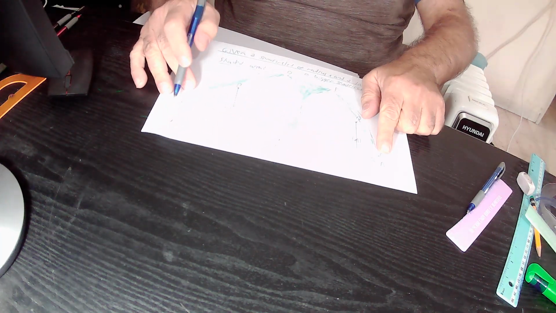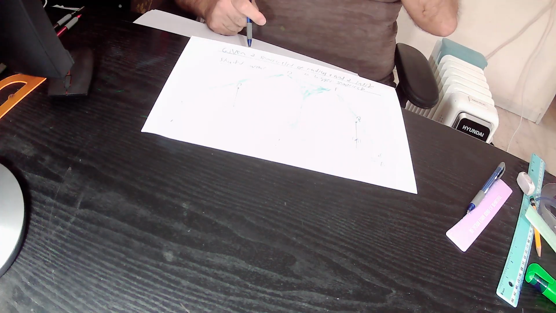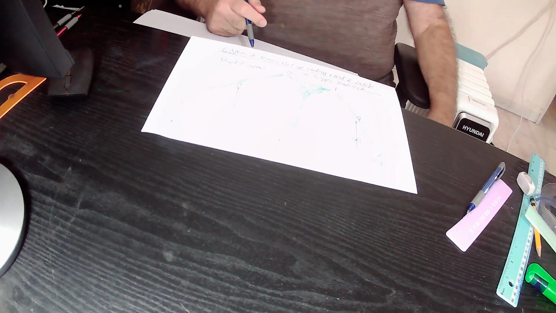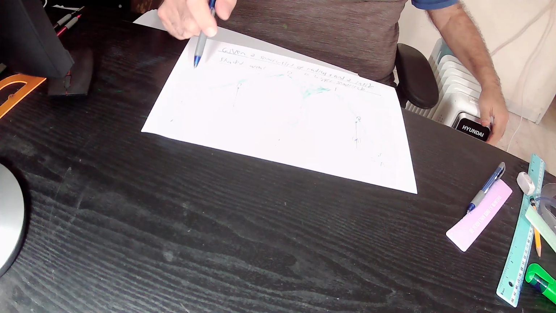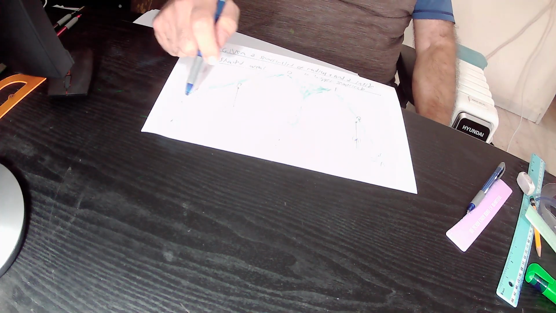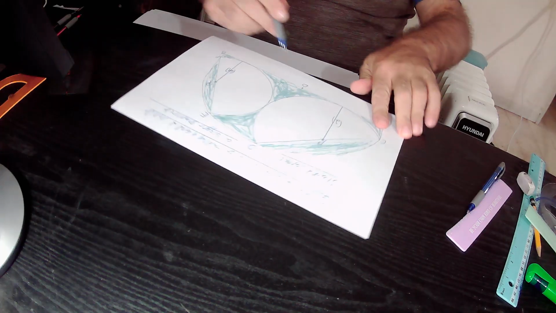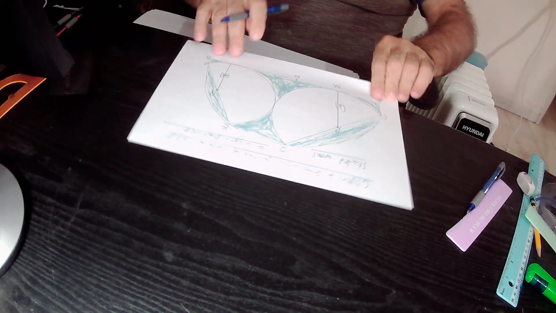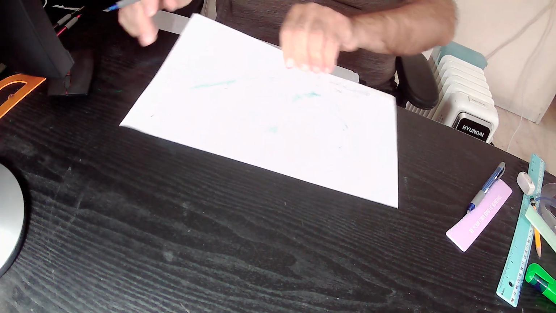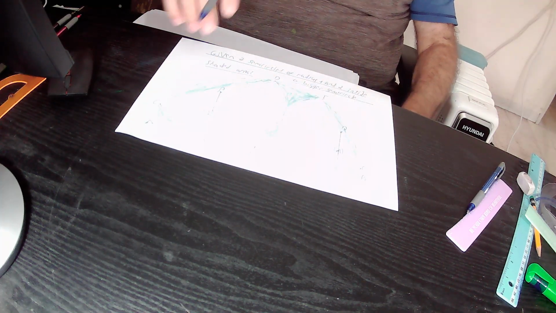AB is the diameter of the big semicircle, and AB is also a tangent to the circle at this point. So we define the point of tangency of tangent AB with this semicircle. This point is point M. And we define the point of tangency of tangent AB with this semicircle. This point is point N.